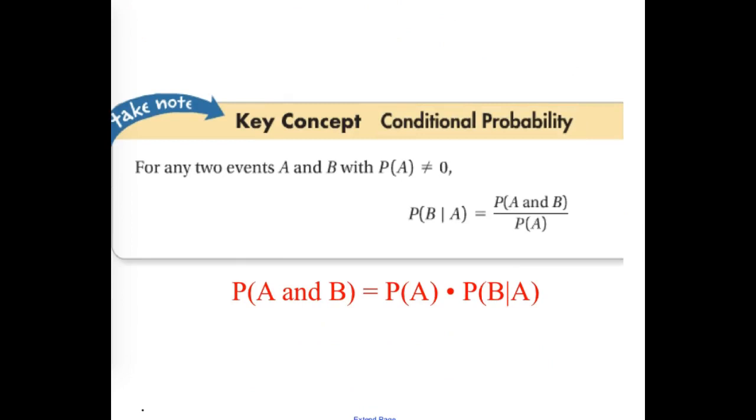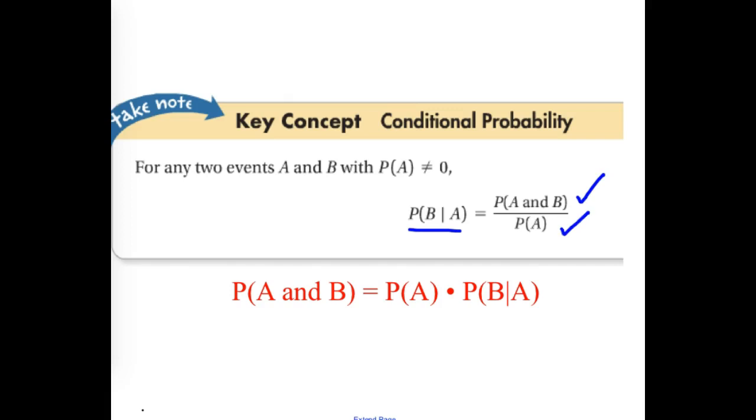So for conditional probability, it says for any two events A and B with the probability of A not equaling 0. So A has to be able to occur. If you're trying to calculate the probability that event B happens, given that A has happened, A has to happen. So its probability can't be 0. Our notation here says we need the probability of B given A. We can find it by taking the probability of A and B and dividing by the probability of A.